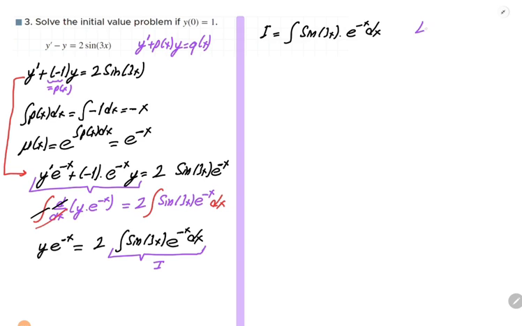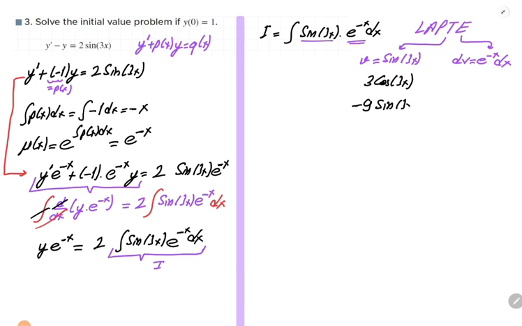Remember our keyword here, LATE, so that we can decide which function to call u. We have sine 3x, which is a trigonometric function, and also an exponential function, e to the minus x. The former deserves to be called u, and the latter is dv, e to the minus x dx. So I continuously differentiate u. Sine 3x has derivative 3 cosine 3x, and derivative again minus 9 sine 3x, and when I obtain sine 3x again, I stop.